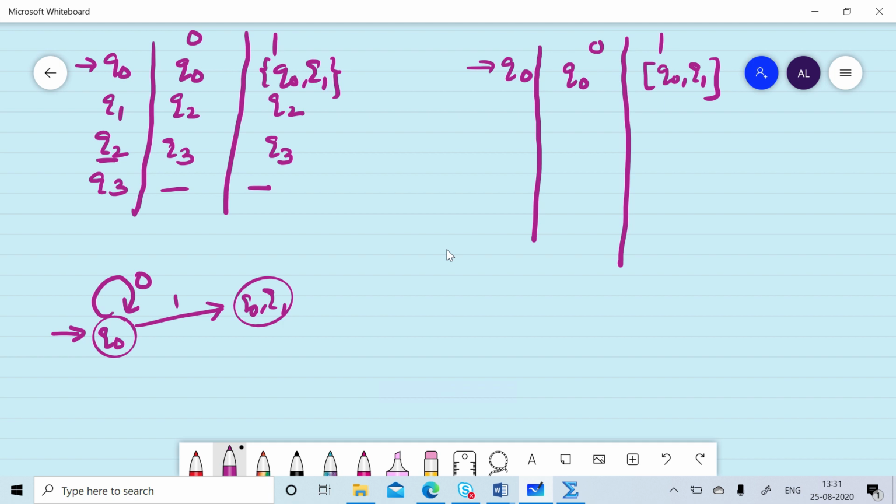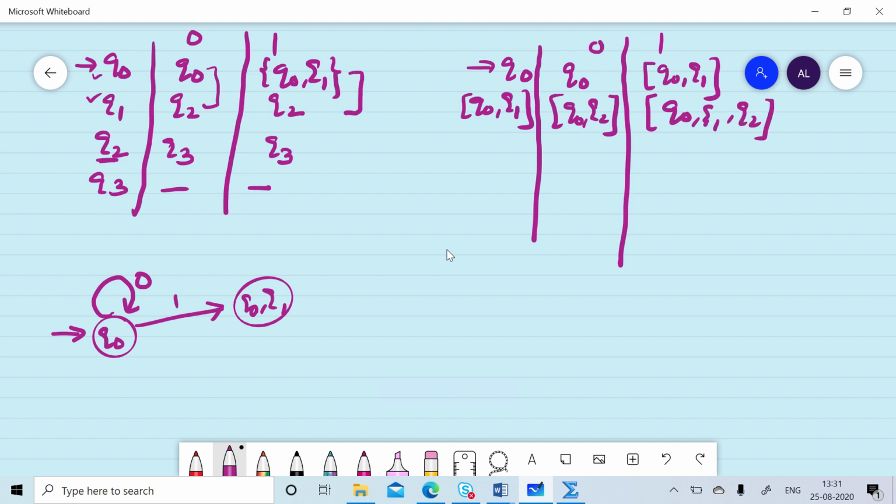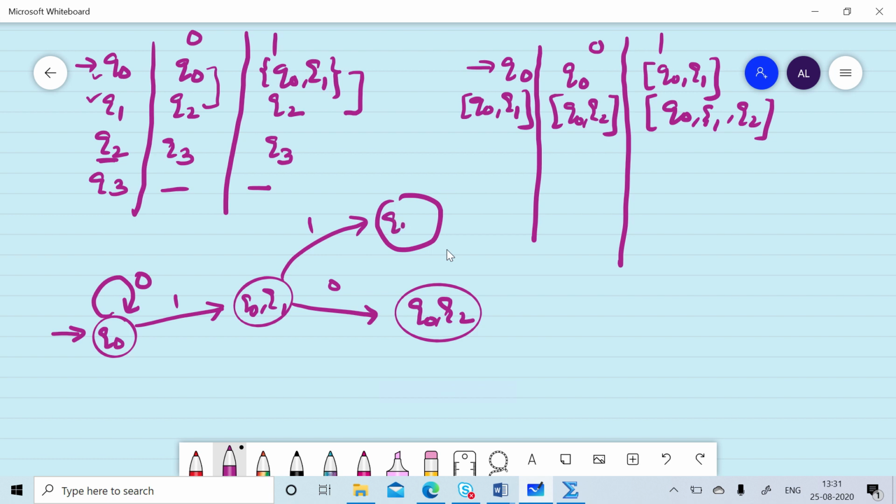Now we will consider Q0, Q1 and we will observe these two rows at a time. Under 0 it is Q0, Q2. Under 1 it is Q0, Q1 and Q2. So on 0 we will move to Q0, Q2. On reading 1 we will move to Q0, Q1, Q2.